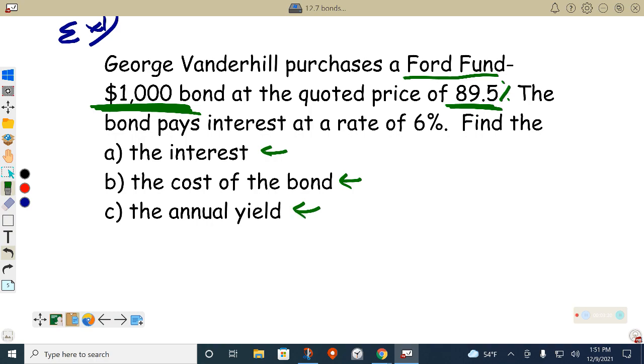The annual yield is just like a percentage of money you make every year, expressed as a percent. Yield means to produce. How much does this bond produce in profit for you every year? That's what the annual yield means. Very easy, it's a percentage problem. You guys already know how to do percent, so it's not a big deal. I'm gonna color code this. I'm gonna do A in blue, B in red, and C in green.